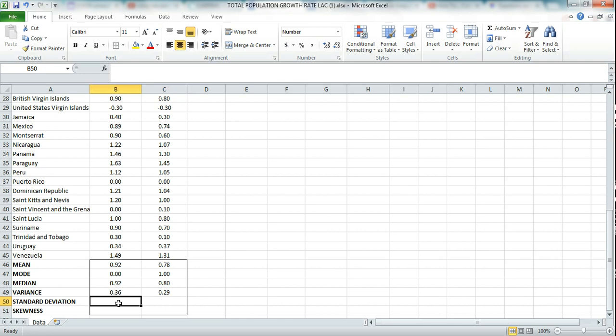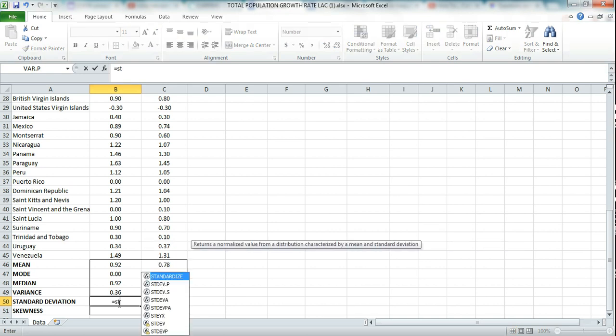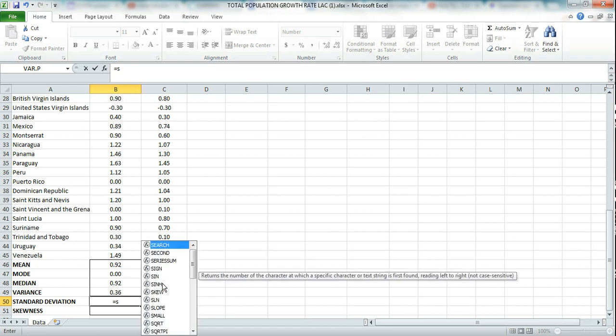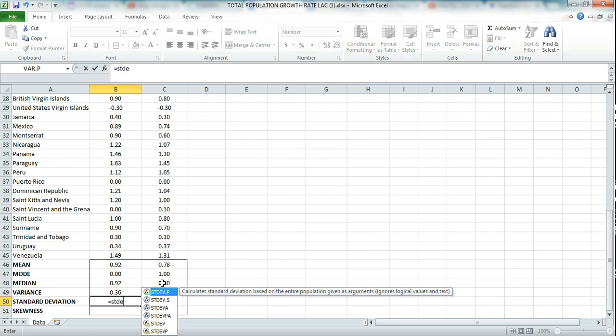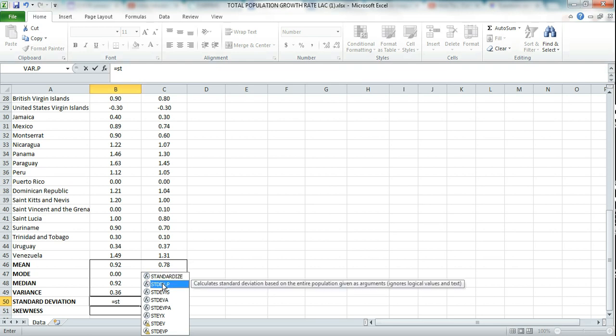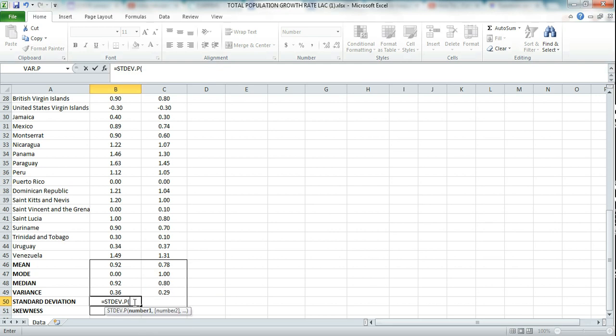So I'm going to get into standard deviation, and working out the standard deviation, I will do this for my population as well, again, because I'm dealing with all the countries in Latin America and the Caribbean, so that's a population. So equal, and as soon as I start typing, the shortening for it is STDEV, but it will pop up as soon as you type STD. So STDEV dot P, that's just population, standard deviation for the population.